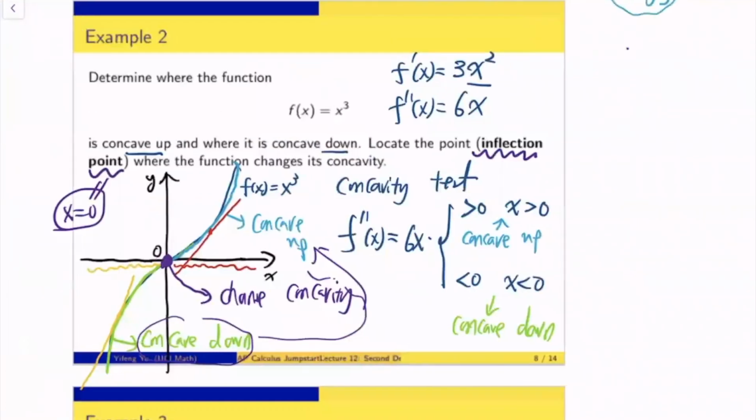Here, the inflection point is at x equal to 0, so y equals 0. So this is the point where the concavity changes, and the inflection point will be 0, 0.